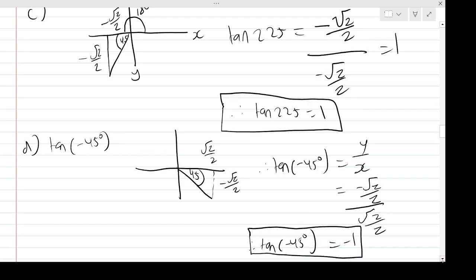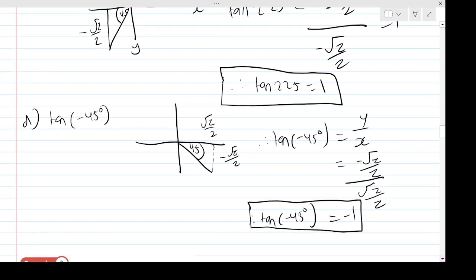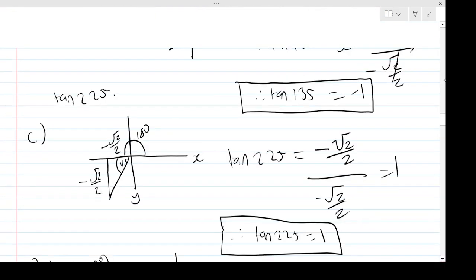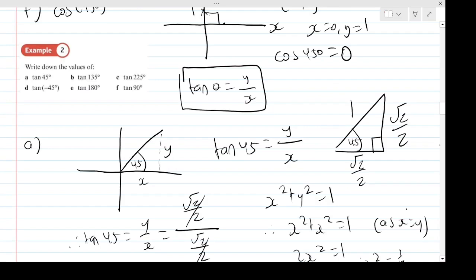Cool. Okay, then part E. Oh, I need more room. Okay, I don't need to use my workings now. Let me make more room if I rub this out.